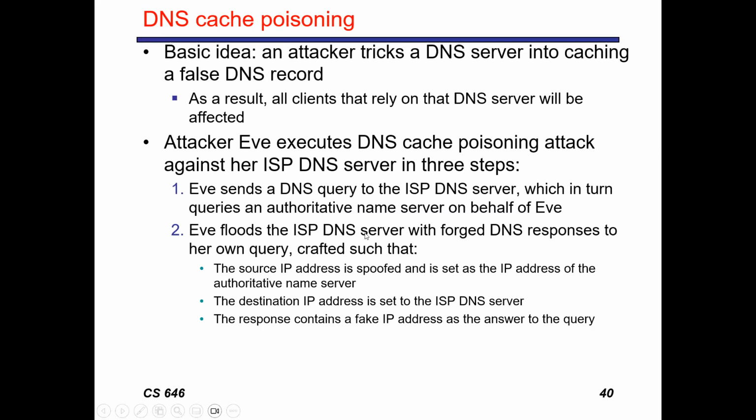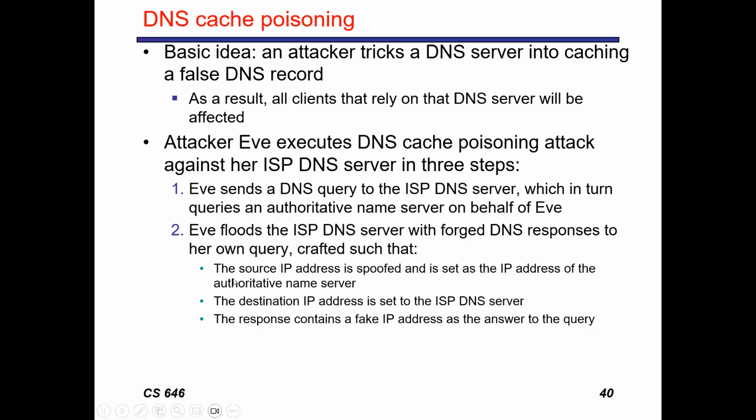When this request goes to the authoritative name server, what Eve will do is immediately flood the ISP's DNS server with a forged DNS response to her own query. So first she sent the query, and then she will flood the DNS server with the fake response: I'm the authoritative name server, and here is the IP address of www.google.com.